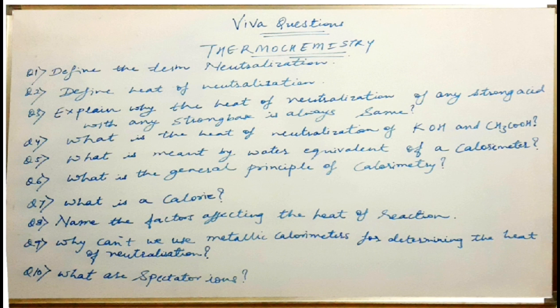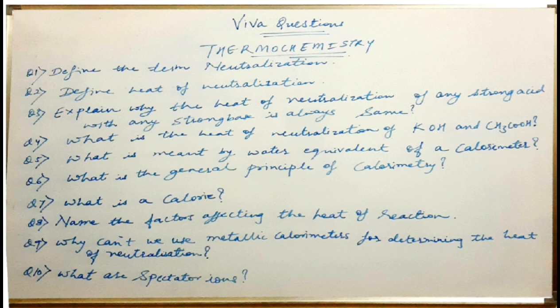Define the term neutralization. So neutralization is a process which involves the combination of H plus ions of an acid with OH minus ions of a base to form unionized water molecule. The next question is define heat of neutralization. It is the amount of heat evolved when 1 gram equivalent of an acid is completely neutralized by 1 gram equivalent of a base.